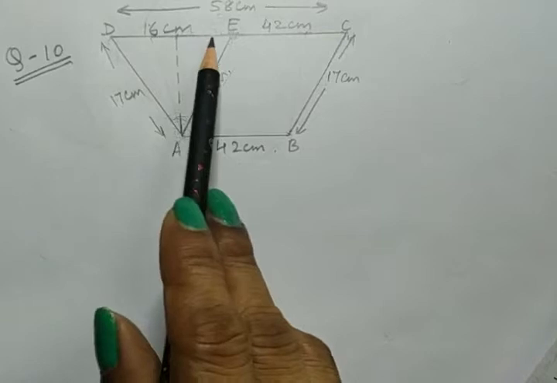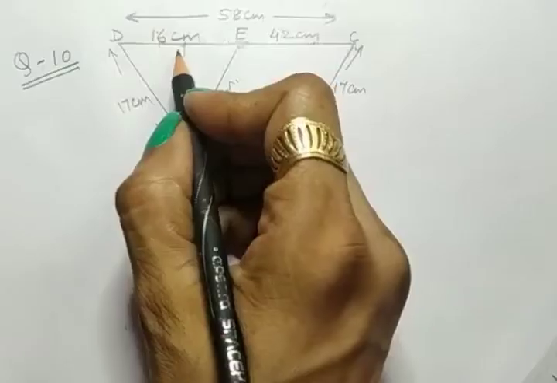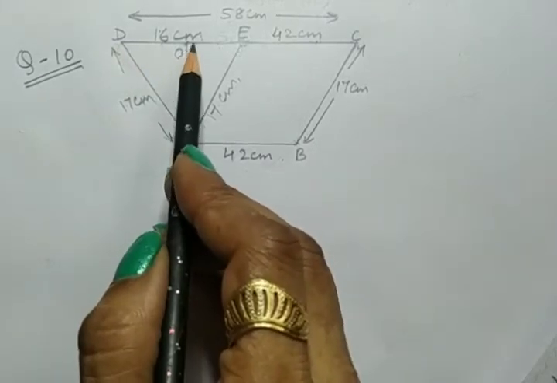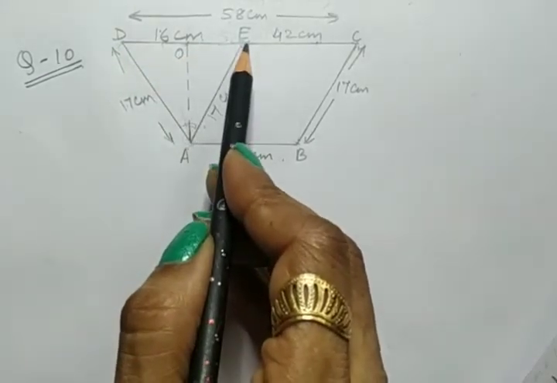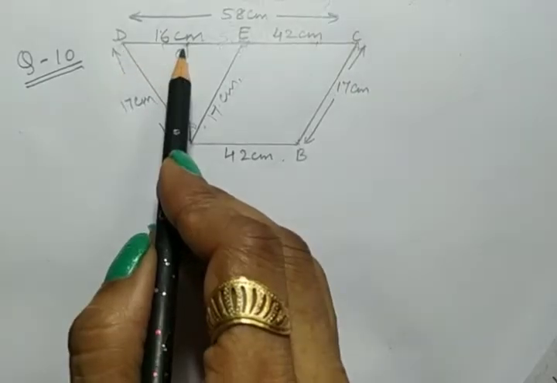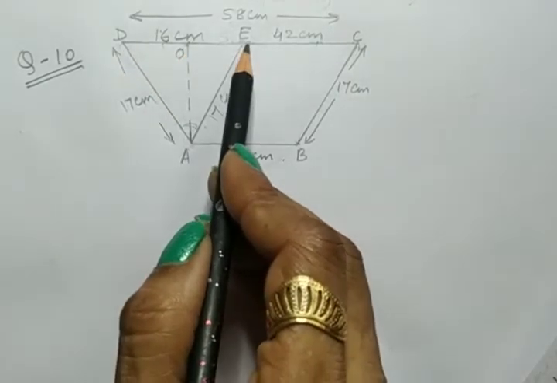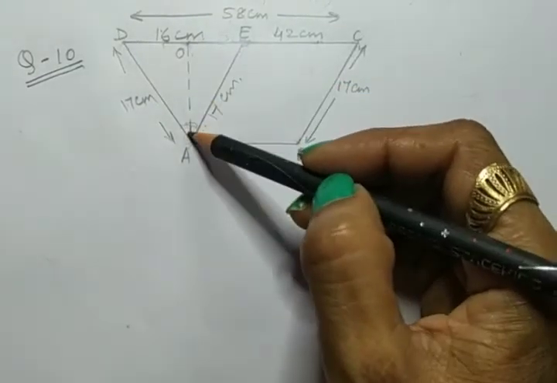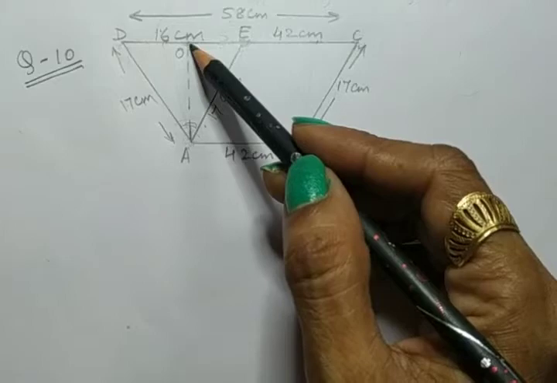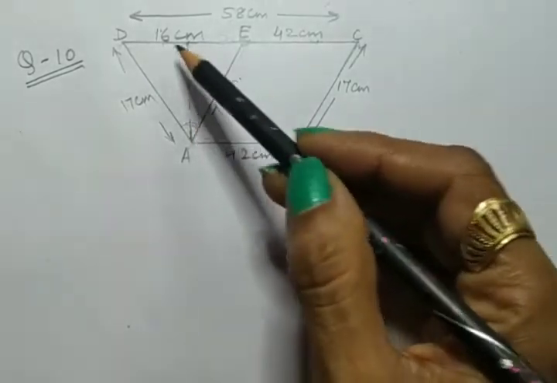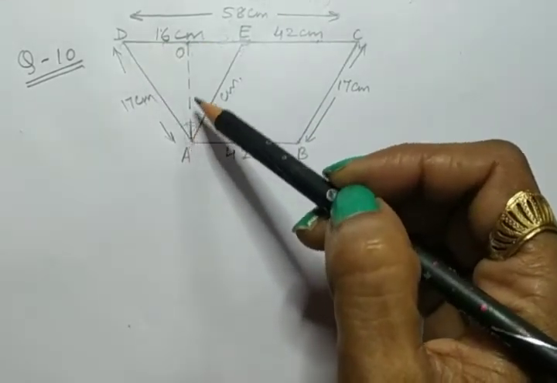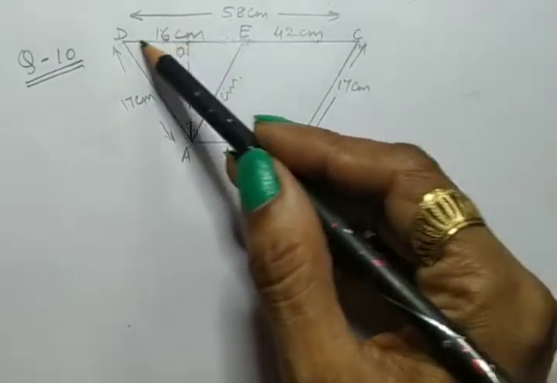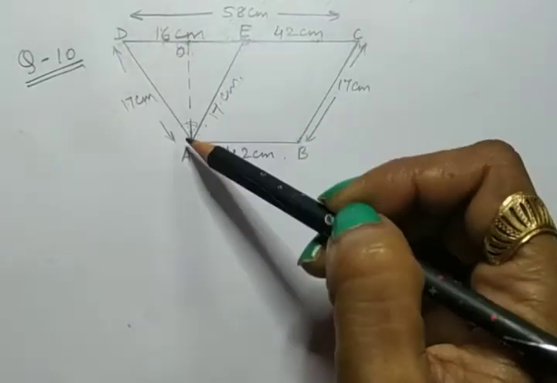बिल्कुल equal parts में divide कर देता है. Let's mark this point as O. So the length of DO is equal to OE. That is, DO is equal to 8 centimeter and OE is equal to 8 centimeter. Now we have to find the height of the trapezium. To find the height of this trapezium, we can use Pythagoras theorem, as this is perpendicular, that is 90 degree, and this is a right angled triangle.